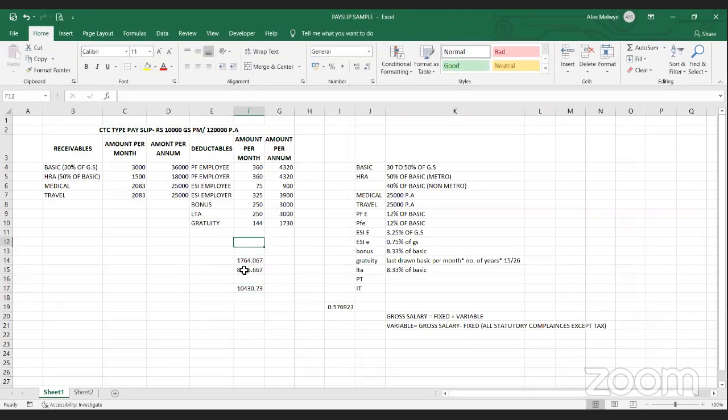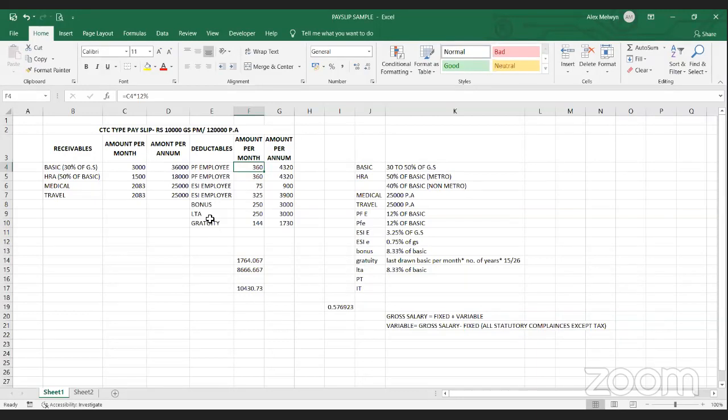So can you see here? There's a differentiation in the amount, right? There's an alteration in the amount, right? So here, if you talk about the second step, what we have talked about is variable equals gross salary minus fixed, right? Which is all statutory compliances except taxes. So that is how it works basically.